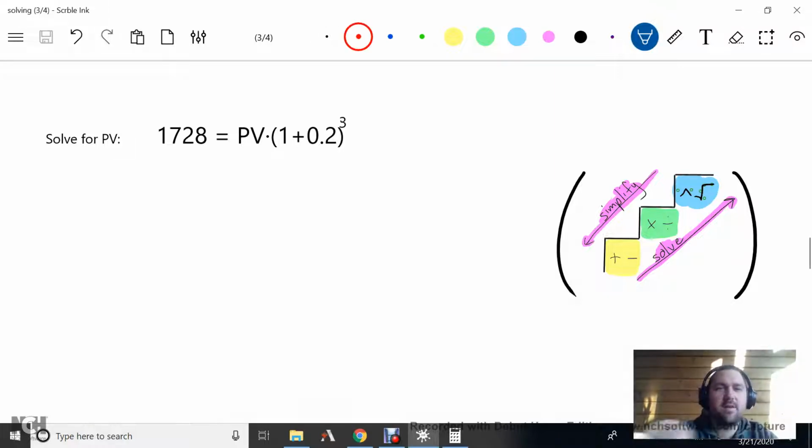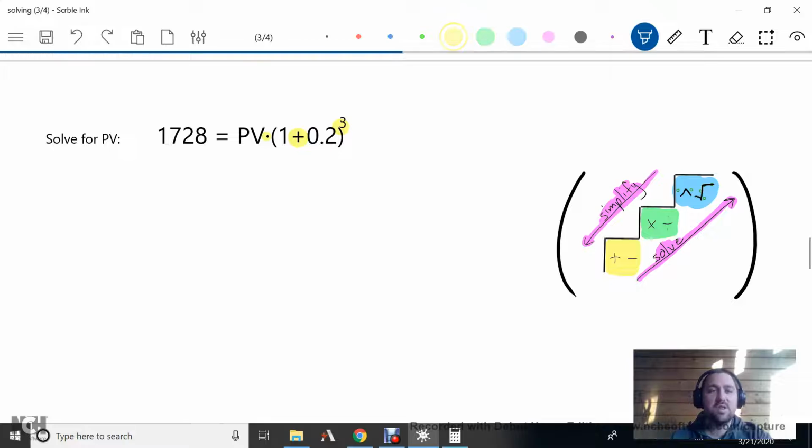Here we can see we have the equation 1728 is equal to present value times 1 plus 0.2 to the power of 3. Looking at this equation, we can see that there are a number of operations in it. There is a multiplication right here, and there is addition here, and there's a power right there, to the power of 3. But the key thing about this problem is only one of those is an operation you're going to have to inverse. The other two you can actually do.